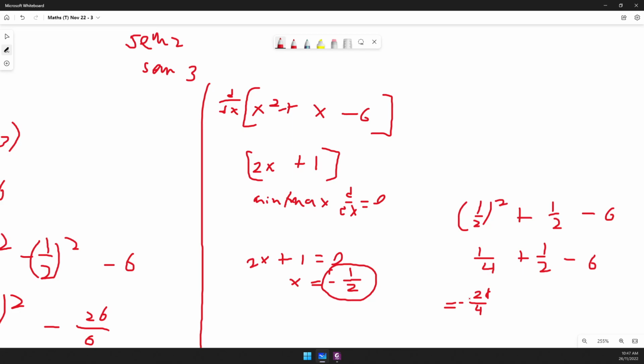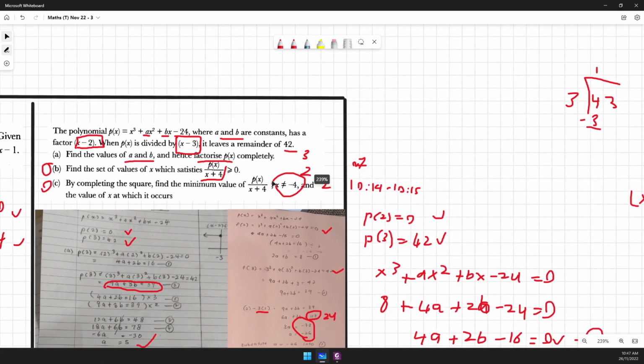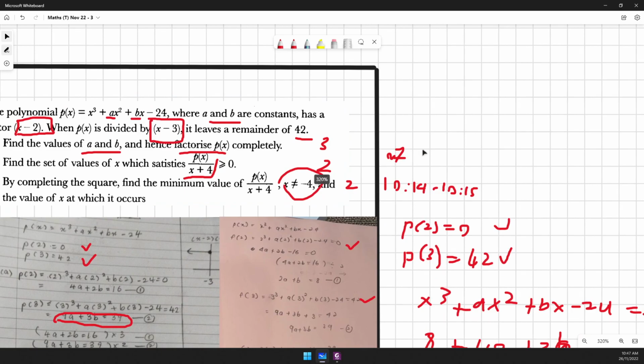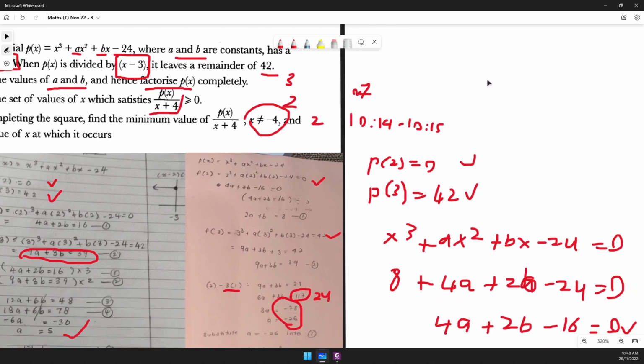Can you show the question for a while? Oh, show the question. Sure. Because just now I didn't try it. Okay, complete the square, find the minimum value of this and the value of x at which it occurs. You get how much? 21 over 4.